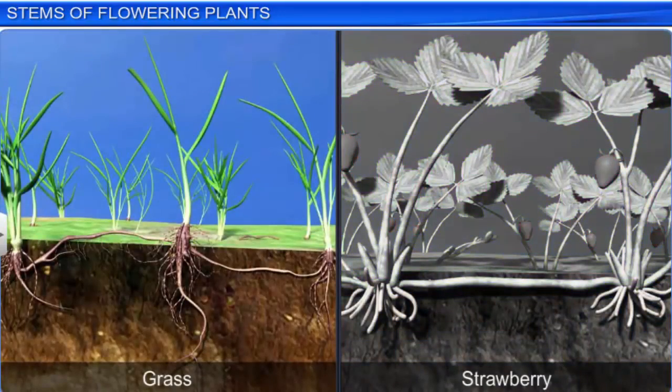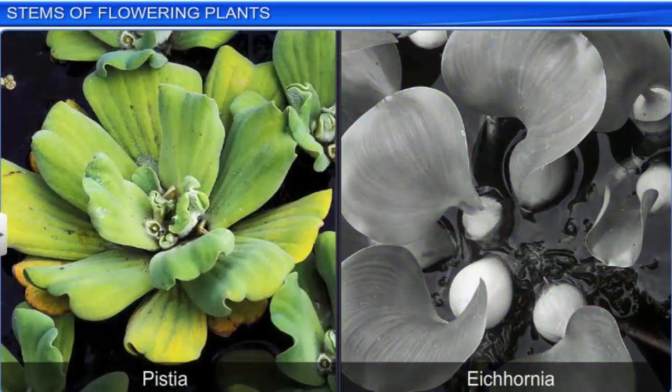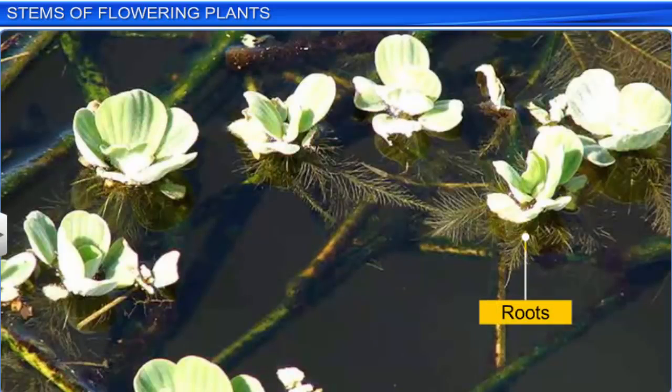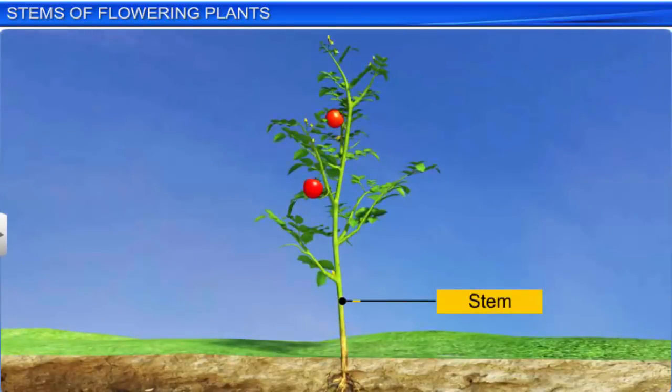In some plants like grass and strawberry, some stems get modified and grow underground. These underground stems spread to new niches and form new plants as the old ones die. Certain aquatic plants like pistia and Eichhornia also have modified stems with short internodes. The nodes of these plants have clusters of leaves and small bunches of hair-like roots, which help the plant to stay afloat. The stem, therefore, is one of the main structural axes of a plant, apart from the root.